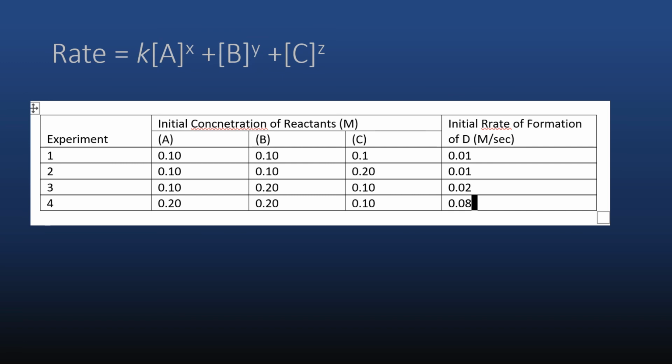So the overall reaction of this particular experiment would have been 2 plus 1 is 3, so the reaction would have had an order of 3. But the reaction order in reference to A was second order, in reference to the B component it was first order, and in reference to C, it was zero order.